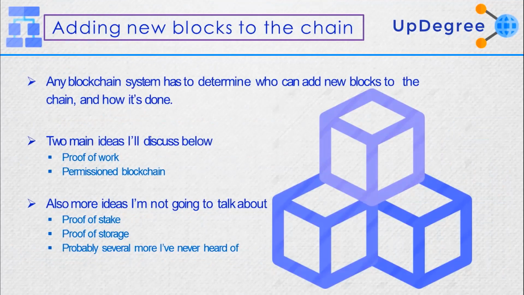What is important is that we need to add new blocks to the chain. Any blockchain has to determine who can add blocks to the chain and how it's done. The two main ideas I will discuss are proof of work and permissioned blockchain. I will not be discussing proof of storage and other things, but I will discuss proof of work and how permissioned blockchain happens.